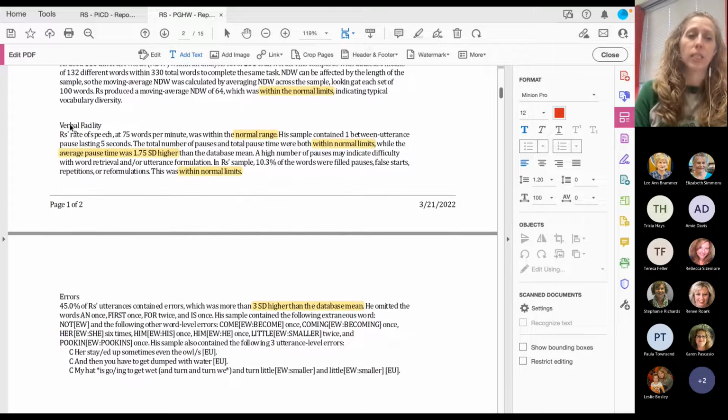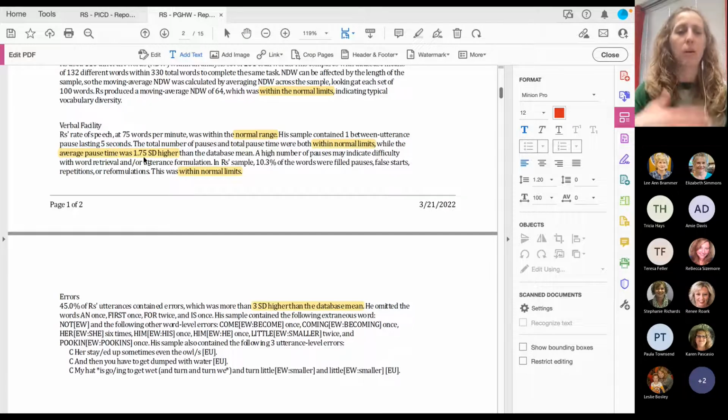I do really like this next one. It's verbal facility, which is essentially how many pauses, how many restarts, how many ums you are sticking in there, how long those pauses are, and whether that's normal. He used 75 per minute, which was a normal range. He had one pause lasting 5 seconds. So the total number of pauses and the pause time was within normal limits. His average pause was pretty high, which just tells me the time of his pause was higher than most pauses. But it's 1, so I'm really not too terribly concerned about it.